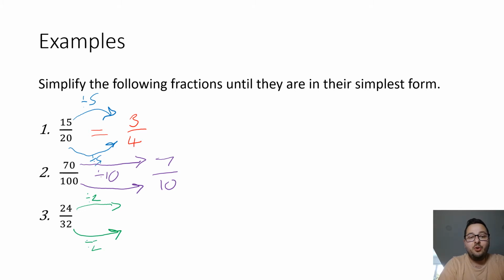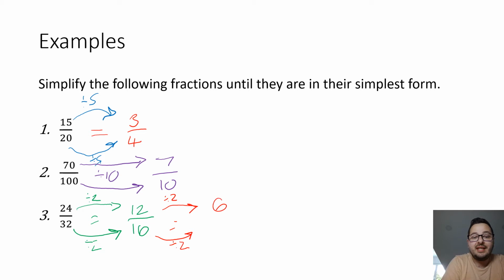24 divided by 2 is 12, and 32 divided by 2 is 16. Okay, so that is definitely simplified. Is it in simplest form though? Well, the answer is no, because I've noticed that they're even as well. So I could divide by 2 again. 12 divided by 2 is 6, and 16 divided by 2 is 8.